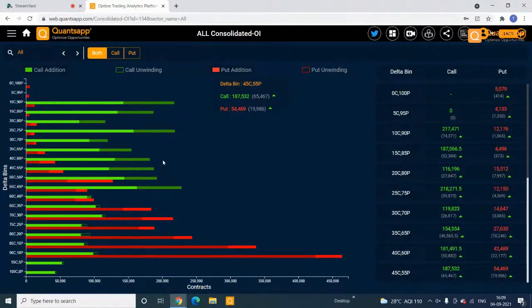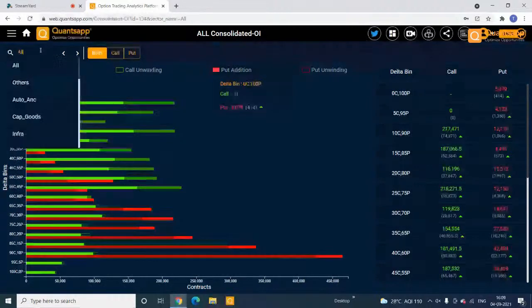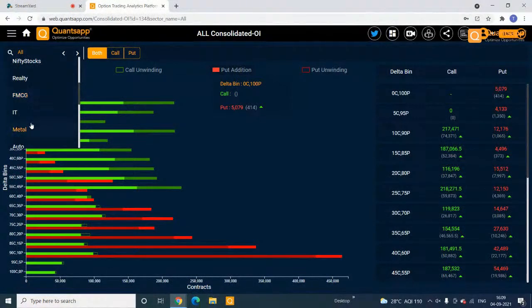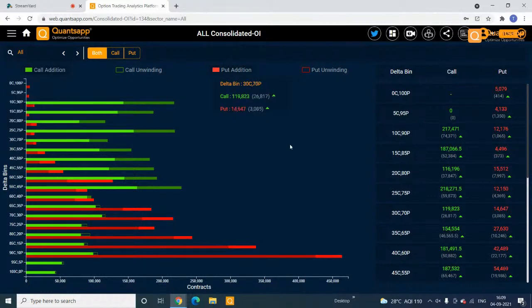Now when you come to consolidated OI, it is basically sector wise. So you have auto ancillary, capital goods, infra, media, Nifty stocks, realty, FMCG, metals. All the sectors which are listed in our sectors product fall under this. Okay. So now when I look at all, what are the things we see on the screen? Let's understand that. The first is the delta bins. Okay, so take it easy. Let's understand what these are. You will see there is a 0 call, 100 put, 5 call, 95 put.